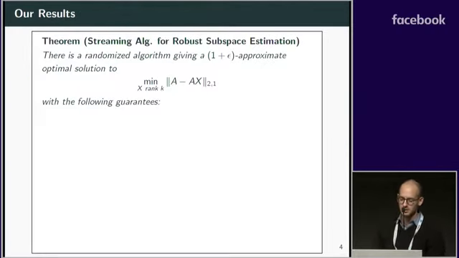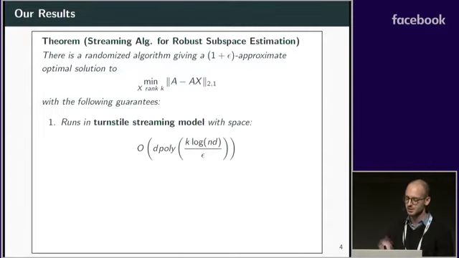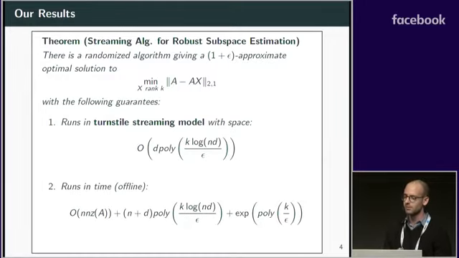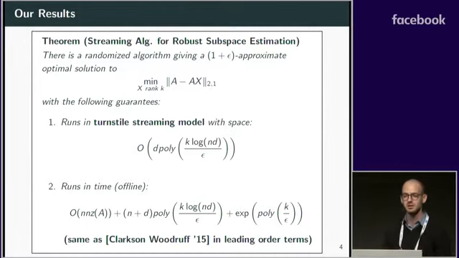So what do we show? We show that there is a 1 plus epsilon approximation algorithm to the same problem with the following guarantees. It runs in the turnstile streaming model with sublinear space. Furthermore, if you run it offline, which is the only way it makes sense to make a time comparison, it's the same as the Clarkson-Woodruff algorithm up to the leading order terms.